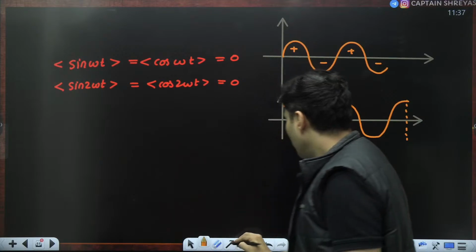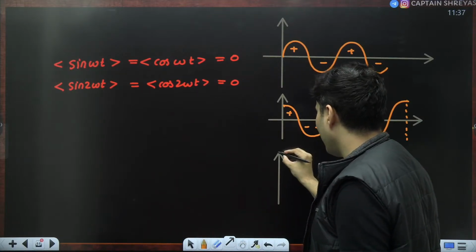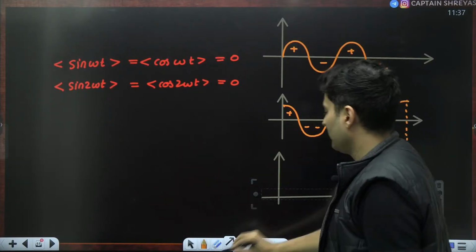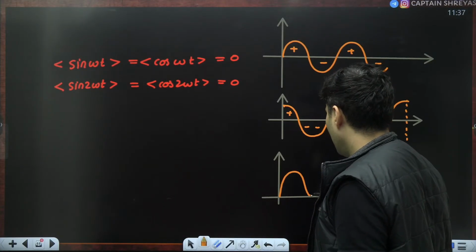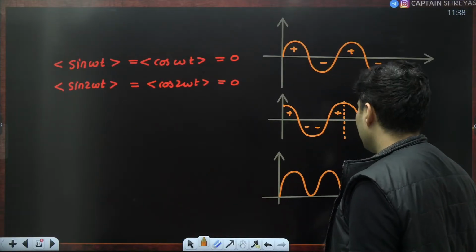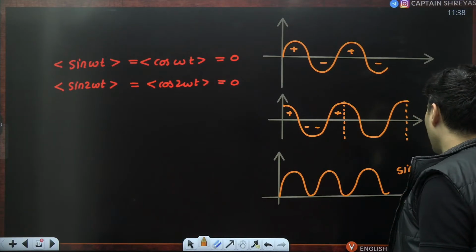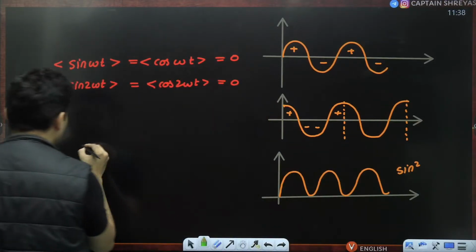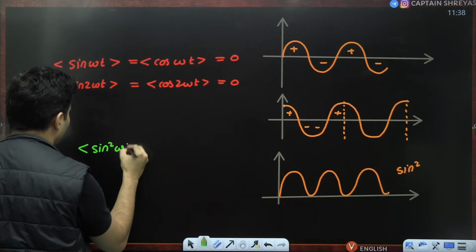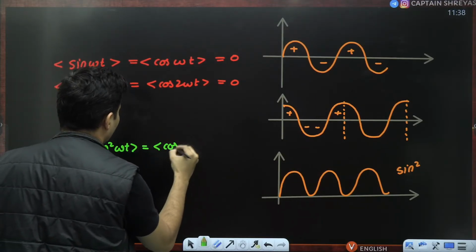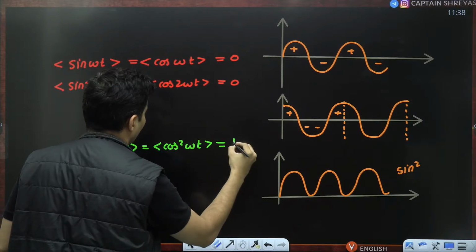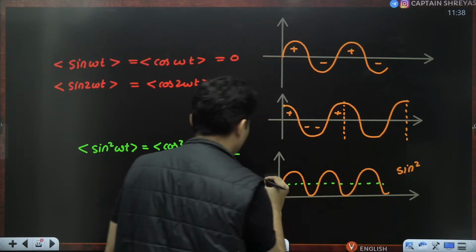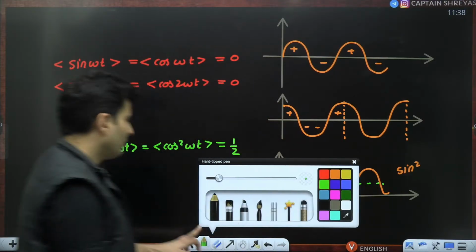Keep that in mind. But the moment you take sine square, the moment you take the square of the sine, this will go up. It will be like this. So this is the sine square or basically cos square graph. So that is the reason why the average value of sine square omega t, which is the same as cos square omega t, is not 0, rather it is half. So the average value is basically somewhere over here. This is basically half. This is what you should know.